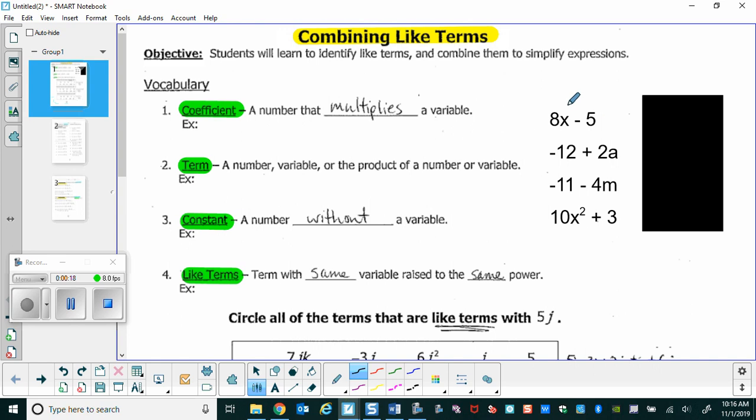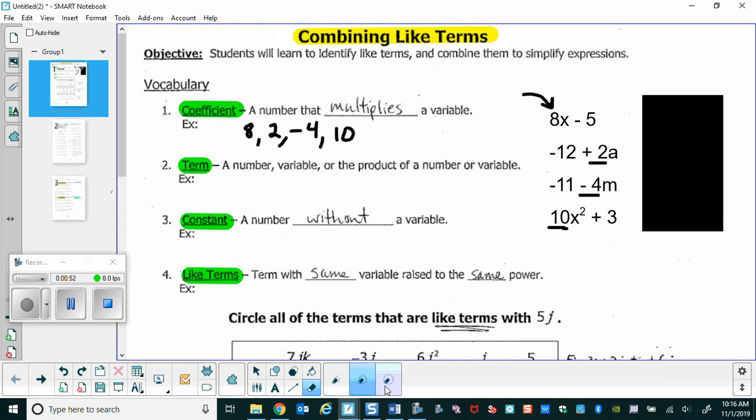So in this first example that I have here in our algebraic expression, 8x minus 5, the 8 is the coefficient. Now in the next example, where we have negative 12 plus 2a, this positive 2 here is the coefficient. In the example right below, we have a negative 4, that's our coefficient. And in the third example, the number that's multiplying by the variable is this 10. Okay, so our coefficients here were the 8, the 2, the negative 4, and the 10 in these examples over here.